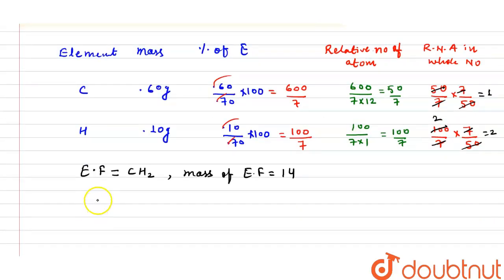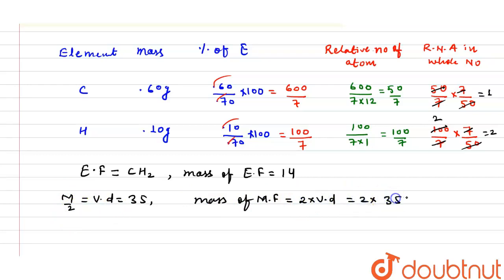Now we have given the vapor density. Vapor density is given as 35. So we can find mass of molecular formula. So that will be equals to how much? So we know that vapor density is equals to mass divided by 2. So mass will be equal to twice of vapor density. So here it is 2 multiply vapor density is 35. So that mass becomes your 70.